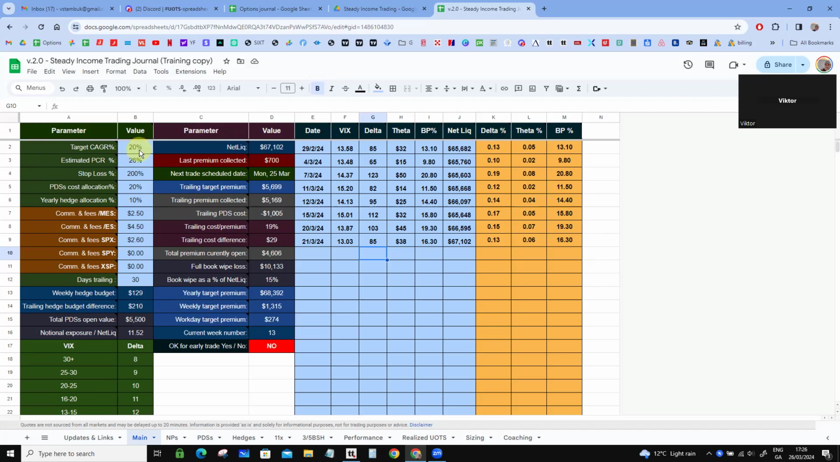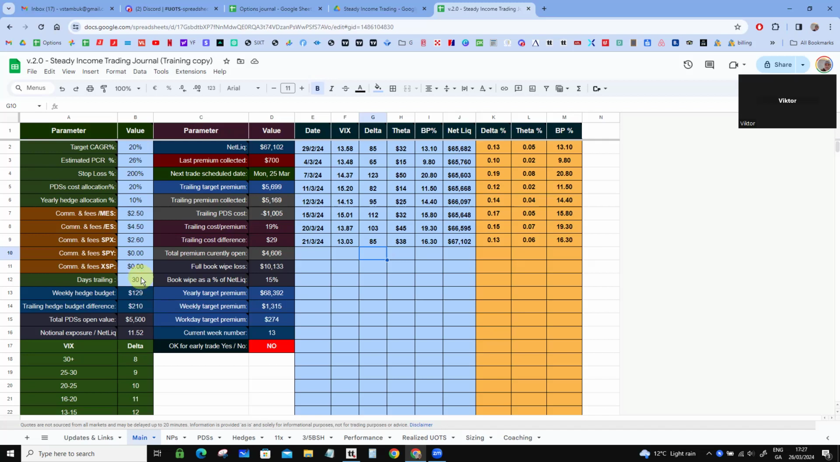So maybe in 2 years we overperform, 1 year we underperform, but we want to look back and take a look at our CAGR, and we want to see that it's around whatever number we have here. That means we are on track with our plan.